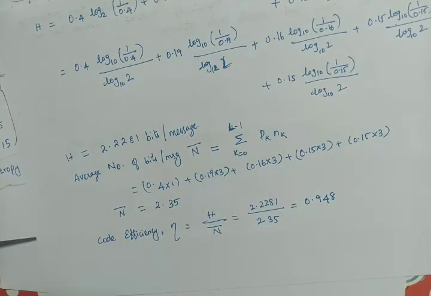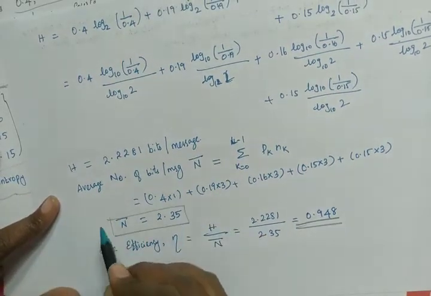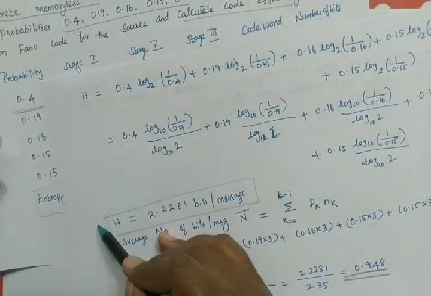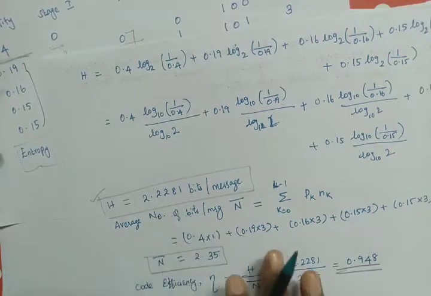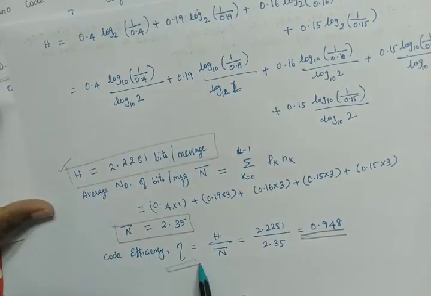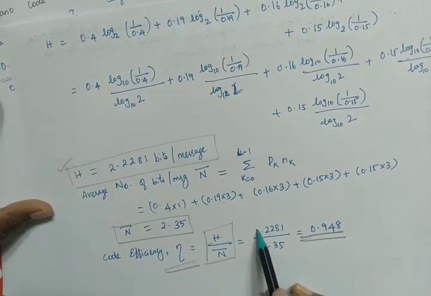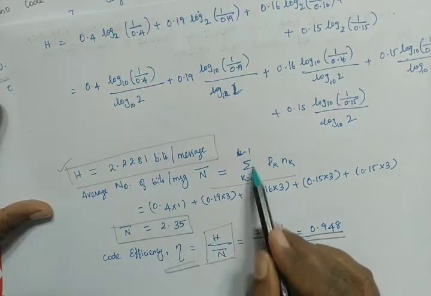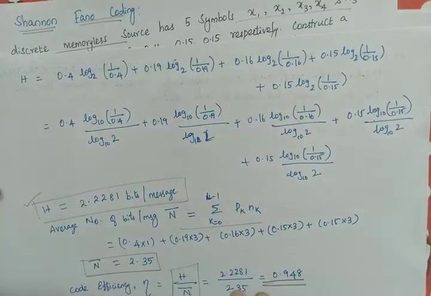So this is how we have to find the answer for this Shannon Fano coding. This is code efficiency, and here we have n bar, and here we have H, which is entropy. So suppose if you are asked to find only entropy, then it is sufficient to stop up to H. Then if we are asked for code efficiency, then we have to find this H by n bar. So what is this H? Entropy. N bar is average number of bits, and this can be calculated by this formula. So this is how we have to find Shannon Fano coding.